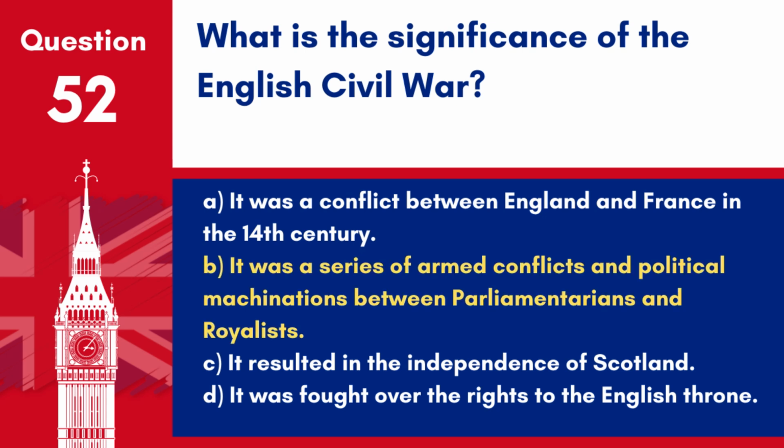Answer. B. It was a series of armed conflicts and political machinations between parliamentarians and royalists. The English Civil War was significant for its lasting impact on the British monarchy and parliamentary system, leading to the temporary overthrow of the monarchy and the establishment of a commonwealth.